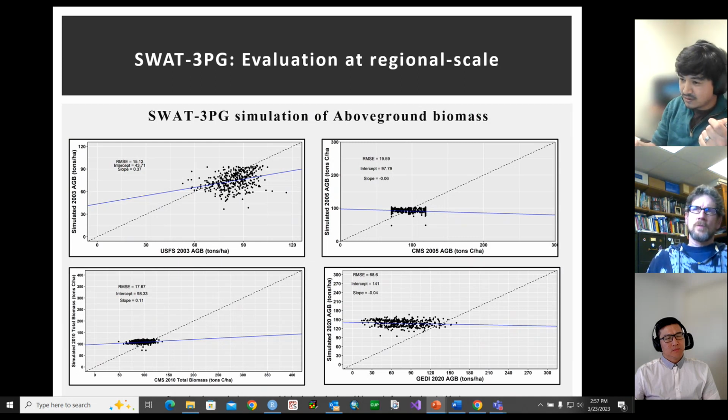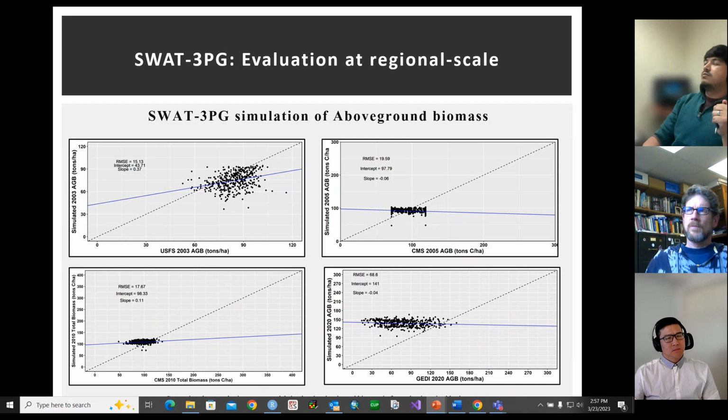Okay. Yeah, so it's the temporal aspect here, where the simulations are getting increasingly decoupled from the remote sensing indicators. 2003 to 2005 to 2010 to 2020, it's getting farther from being a good relationship.